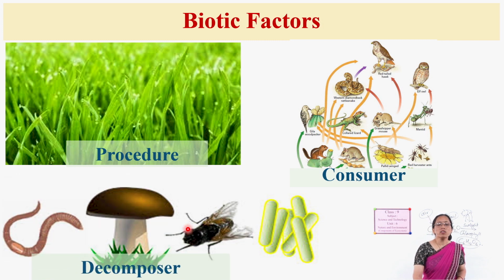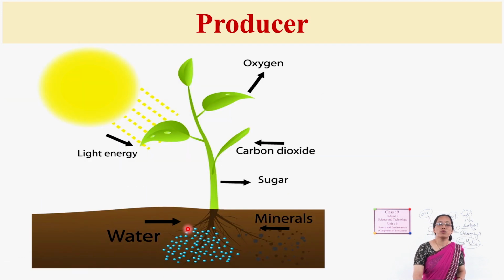Next, we have already discussed the producer, and how they are called producers. That means these green plants contain chlorophyll, which is used to prepare food by utilizing carbon dioxide and water in the presence of sunlight. So these are called producers.